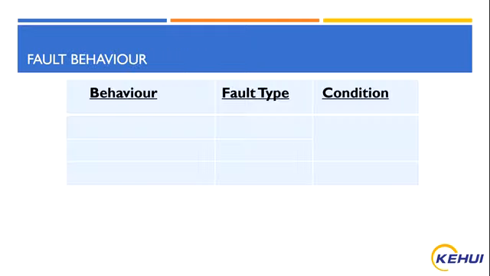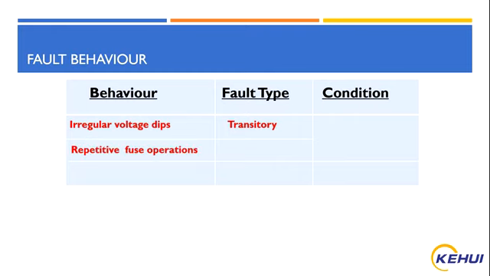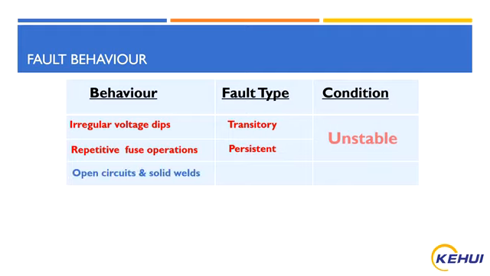Faults on low-voltage systems may be grouped into three categories. Firstly, irregular voltage dips, which may be termed transitory. Then, repetitive fuse operations, which can be termed persistent, both of which are considered to be unstable. And finally, there are open circuits and solid welds, which are designated as permanent faults and are inherently stable.